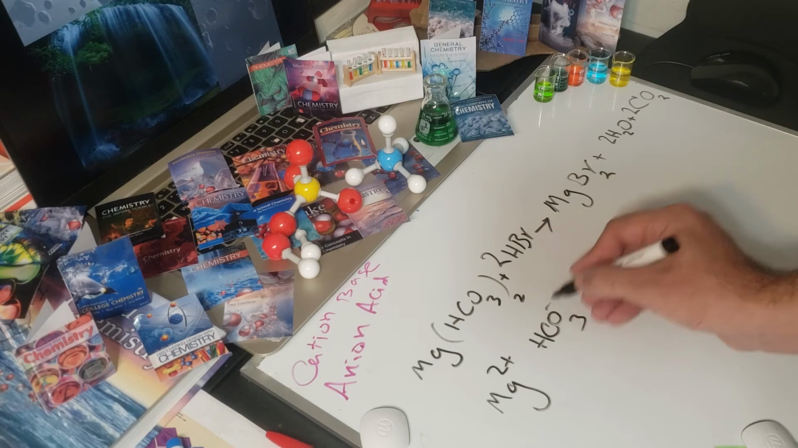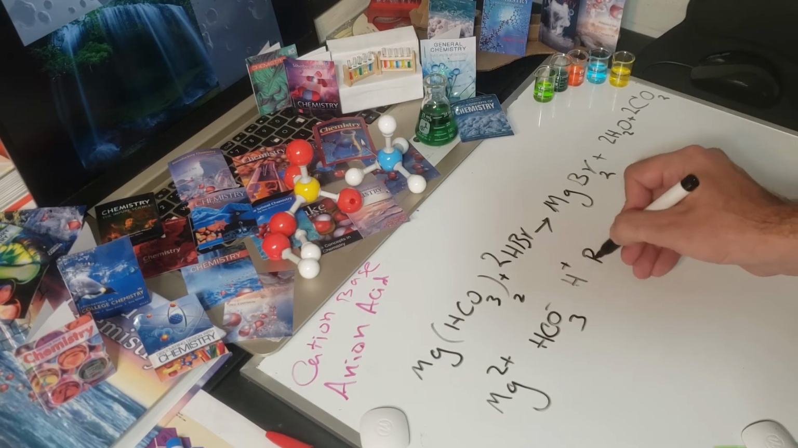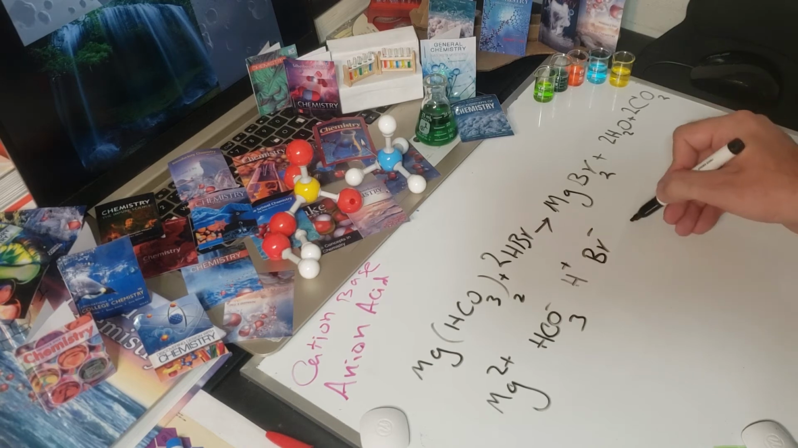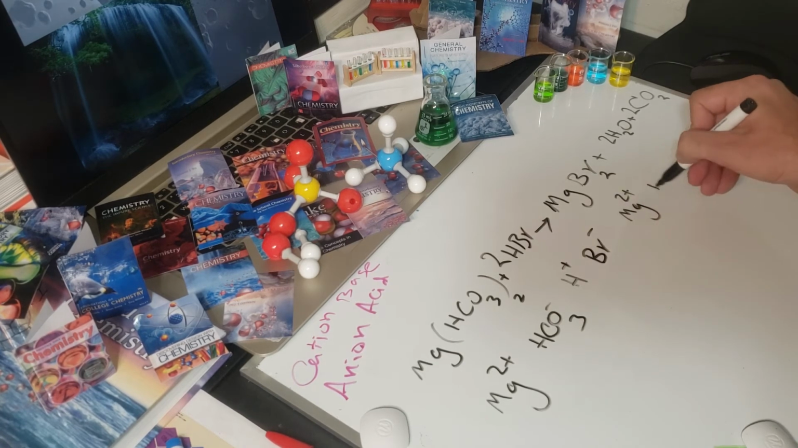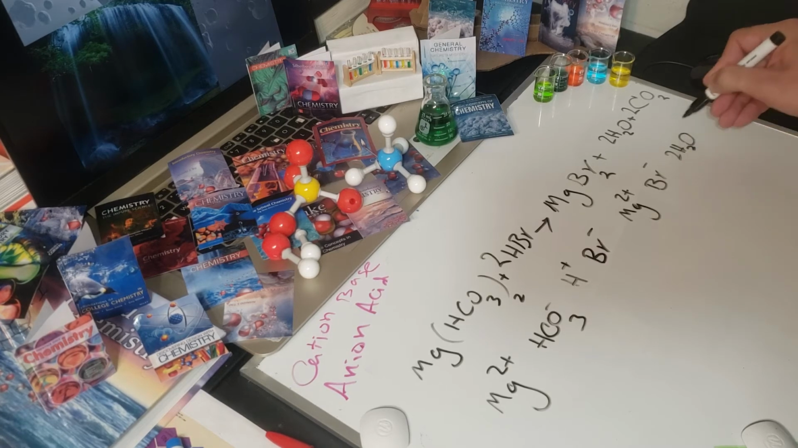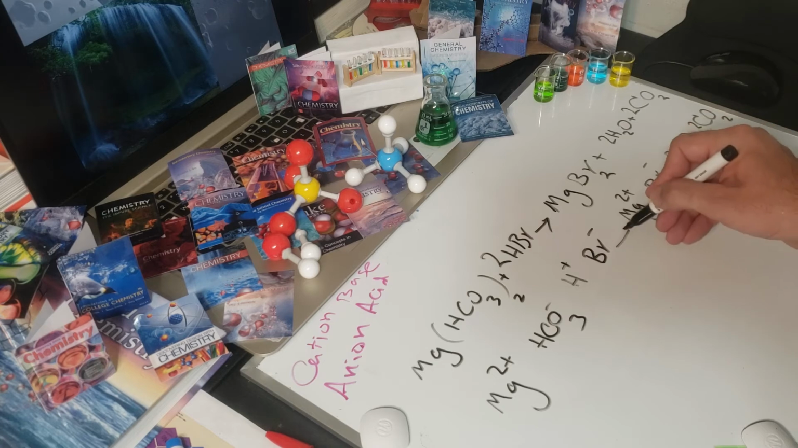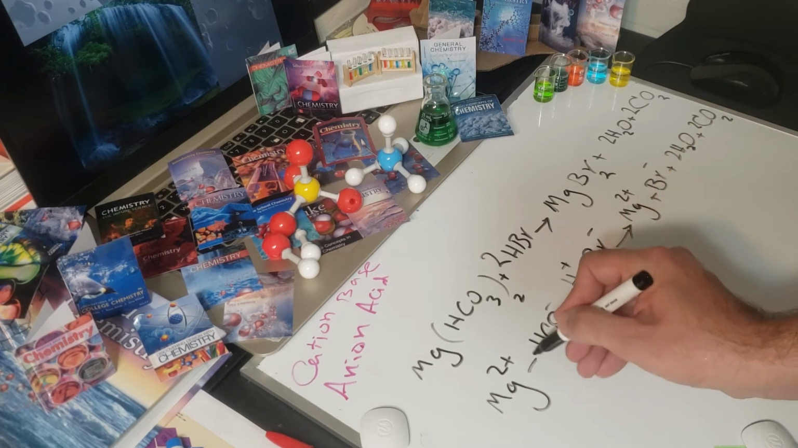Magnesium double plus, again from the periodic table. Bicarbonate, H plus, Br minus. Magnesium double plus again, Br minus again. 2 H2Os and 2 CO2. Let's do the pluses between them and then judge the numbers.